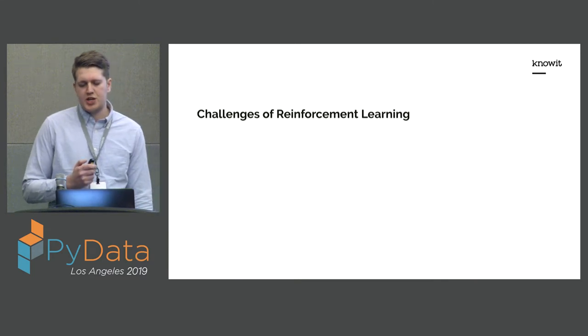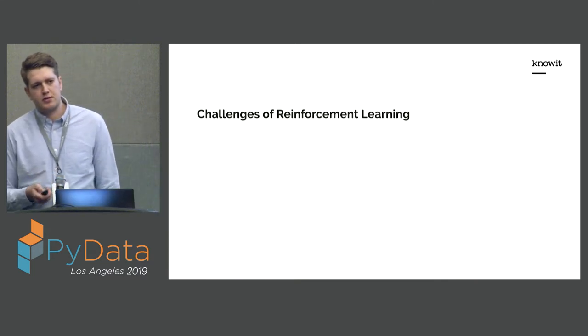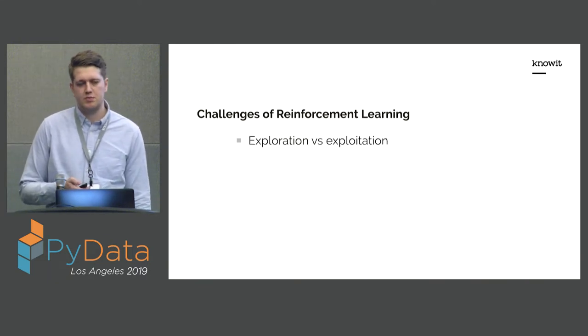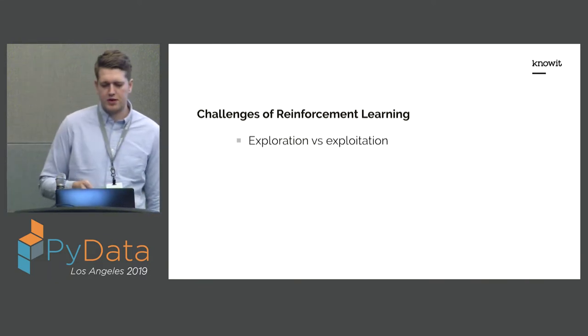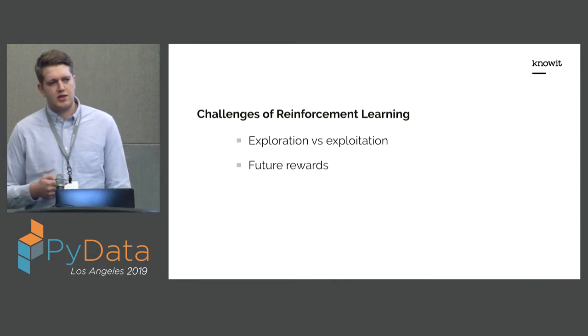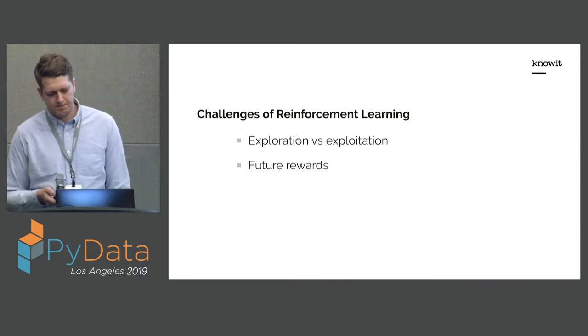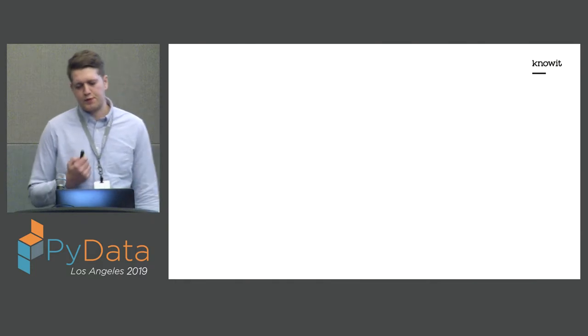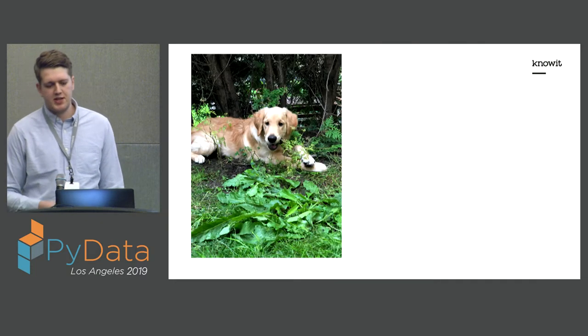There are a couple of challenges of reinforcement learning. The two biggest ones are the exploration versus exploitation challenge, and the second one is delayed or future rewards. So for the first one, I'm gonna use my puppy as an example.